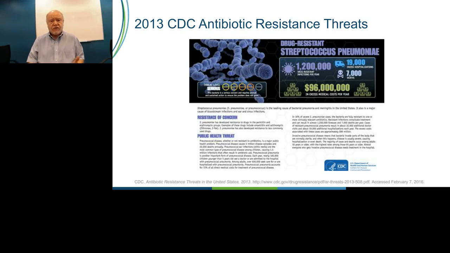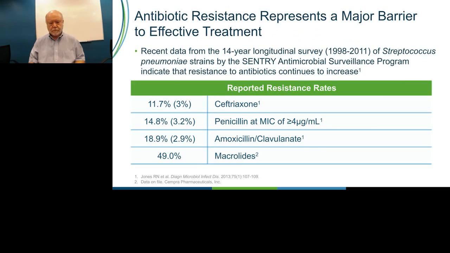And that's what most physicians have to do with CAP. They don't have the luxury of sophisticated laboratories and that sort of approach. They have to treat with an antibiotic pretty quickly. So the CDC feel that Streptococcus pneumoniae is a challenge. It's not just macrolides, but there are other antibiotics that have resistance issues. And you can see on the left-hand side here, resistance rates to some of the other frequently used antibiotics.